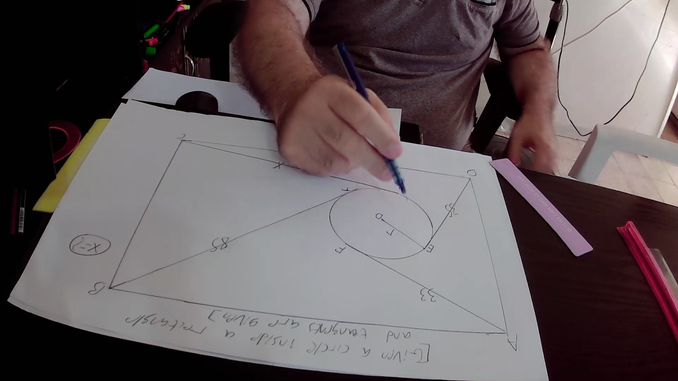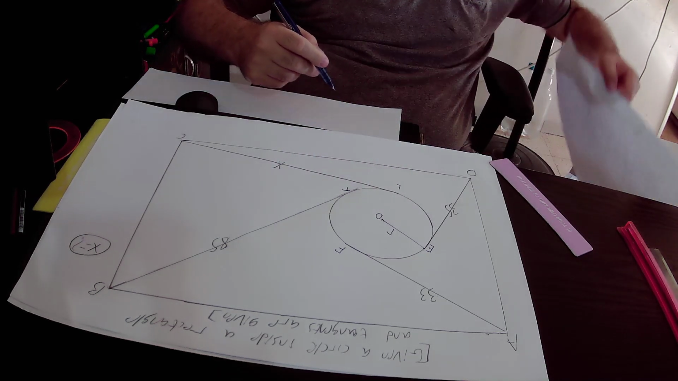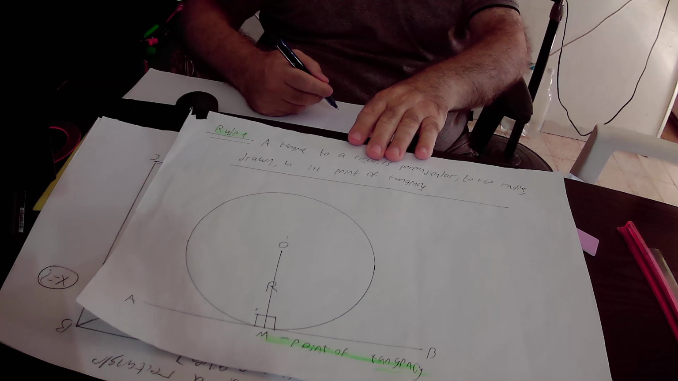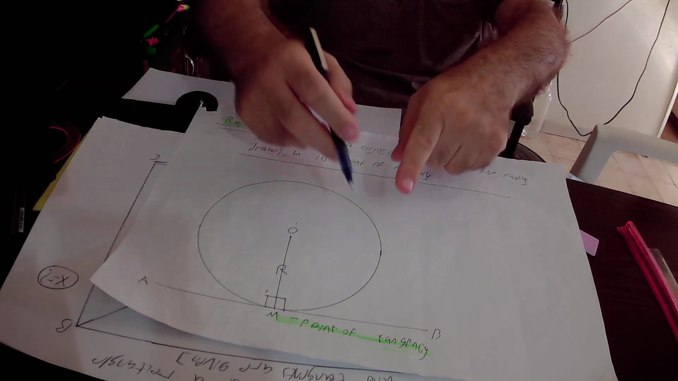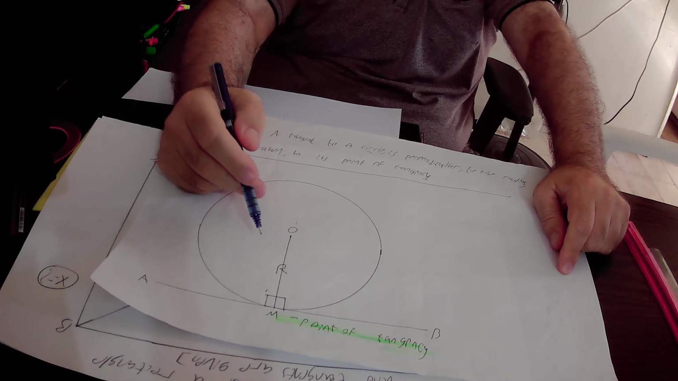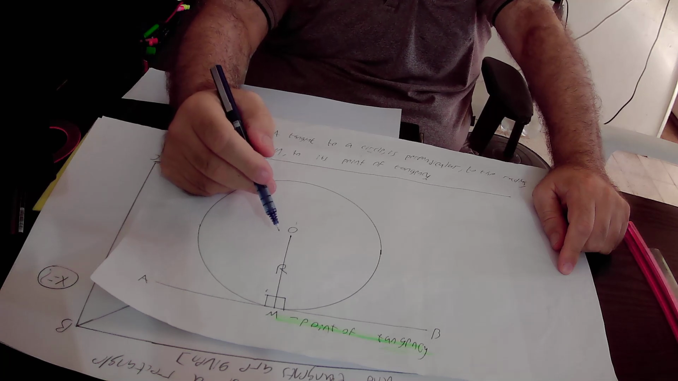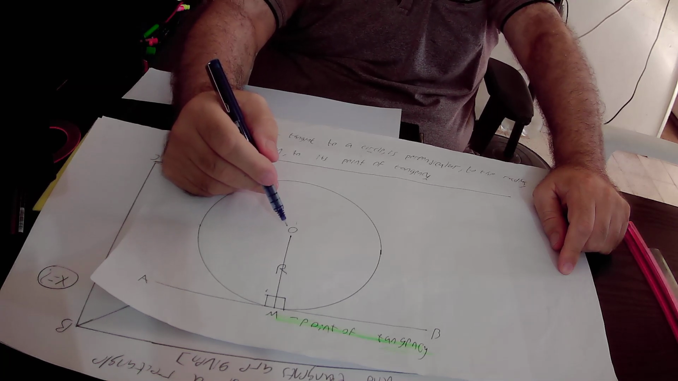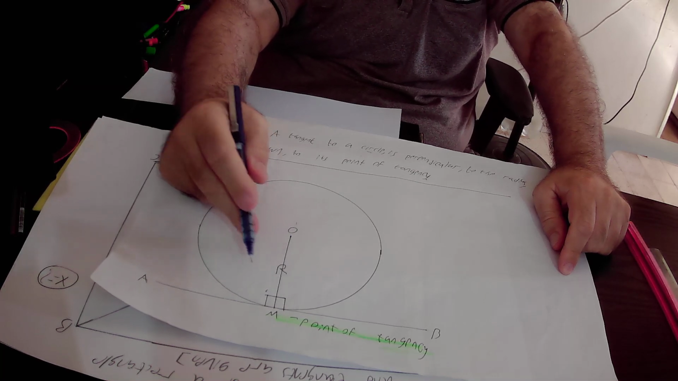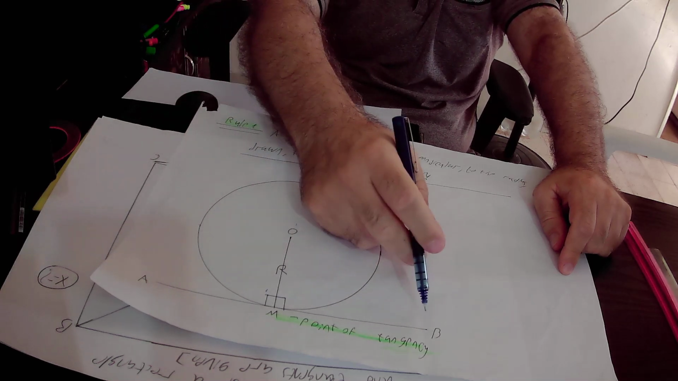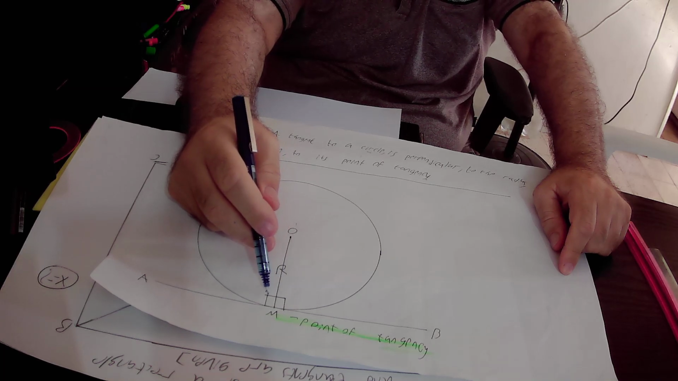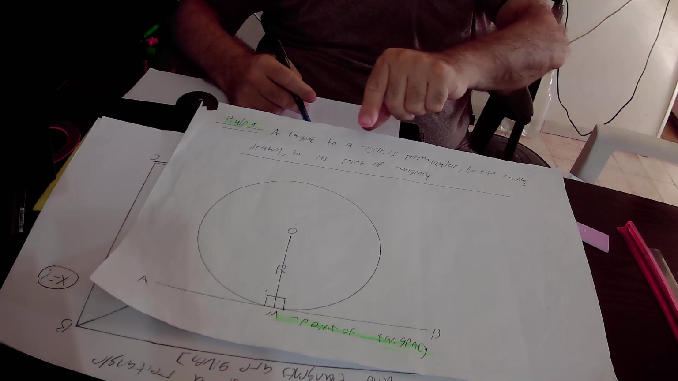According to rule number 1, the tangent to a circle is perpendicular to the radius drawn to its point of tangency. Here we have tangent AB that is tangent to the circle at point M. And according to rule number 1, because the radius OM is drawn to the point of tangency, that is to say to point M, then tangent AB will be perpendicular to the radius MO. That is to say this angle will be equal to 90 degrees and this angle will be equal to 90 degrees according to rule number 1.